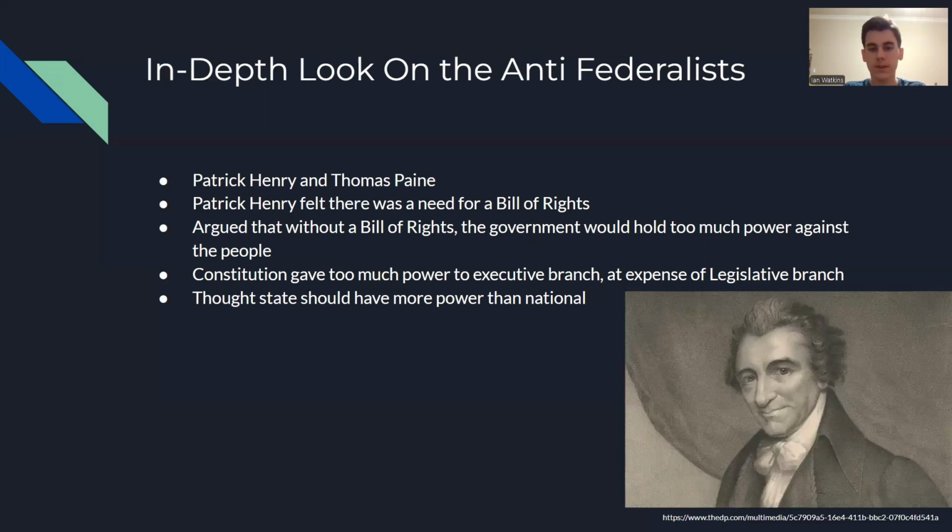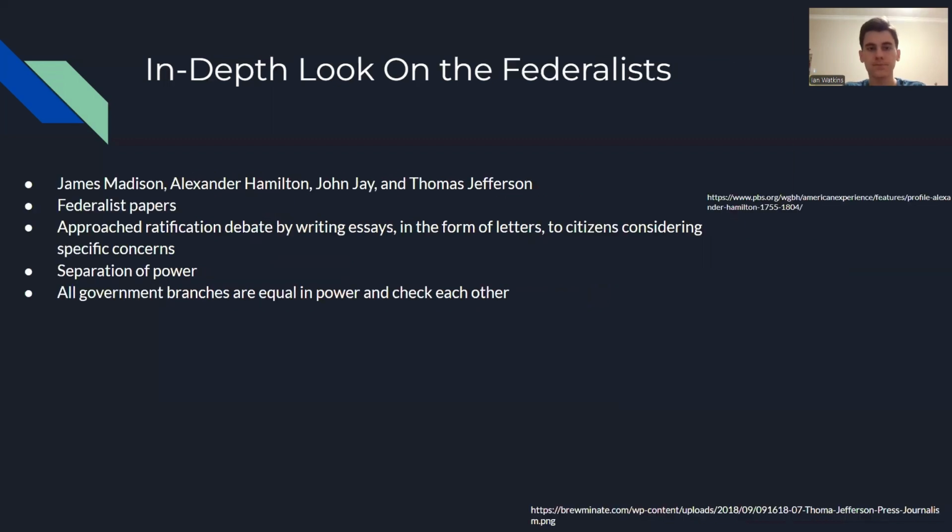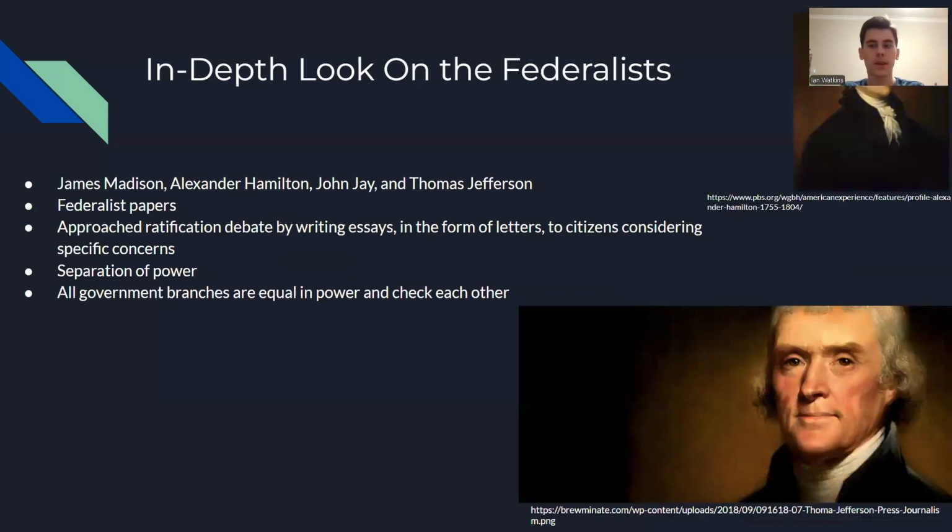They also thought that the state should have more power than the national government, since the state was closer to the people, and therefore they thought the state would be better able to understand their problems and concerns than the national government.